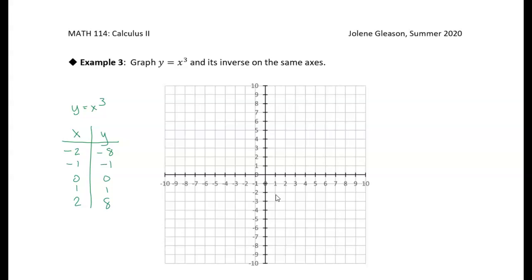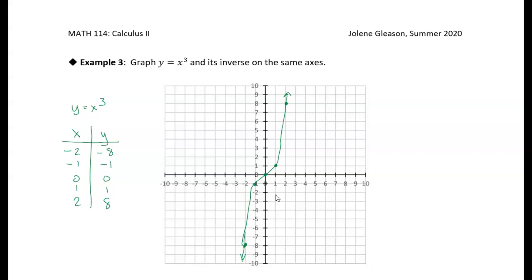So I have 0, 0, and I have 1, 1, and I have 2, 8. I'm just going to plot these points, and then I have -1, -1, and -2, -8. There's some points. I'm just going to connect up those points to graph the line. Let's see how well I do with connecting these points with my pen here. That's getting off there, but you get the idea. That's the gist of what the function looks like.